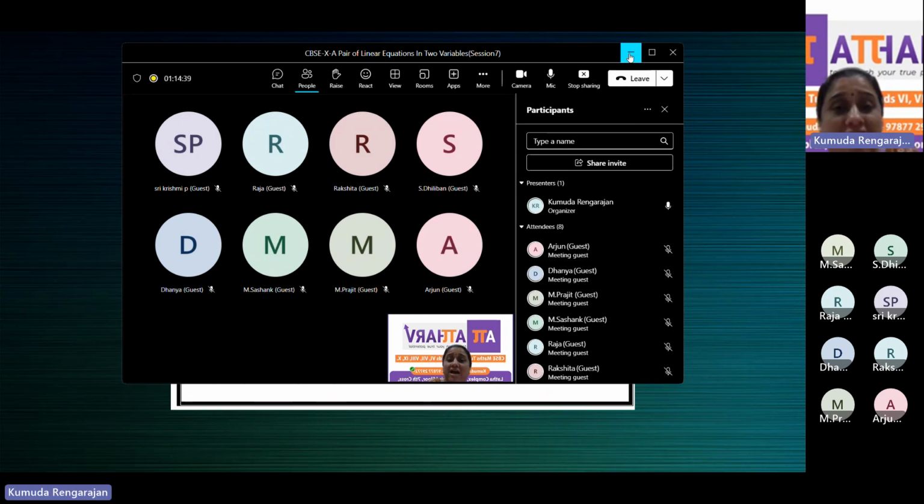Dependent equations are consistent equations. They have many solutions. Dependent means many solutions.